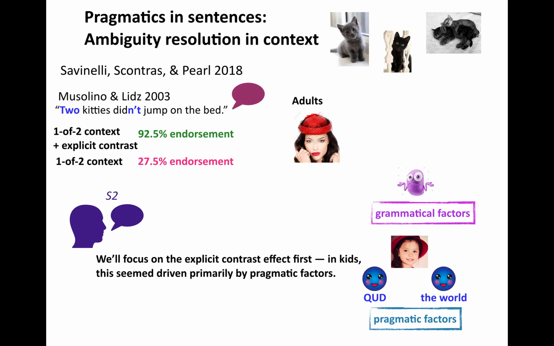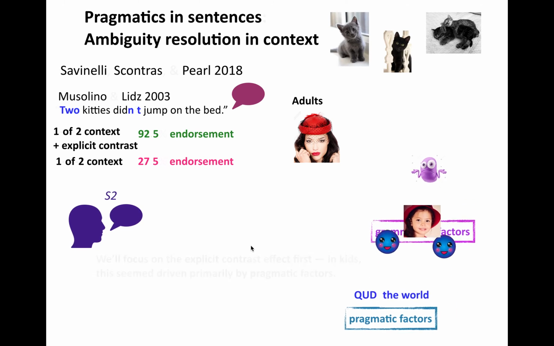So we're going to focus first on that explicit contrast effect, the fact that when you had a 1 out of 2 context, you had 27.5% endorsement, but when you added in that explicit contrast, didn't change anything else, now you're up to 92.5% endorsement from adults with this same utterance. 2 kitties didn't jump on the bed, right? So in kids, this seemed to be driven primarily by pragmatic factors, with the grammatical factors not doing much.